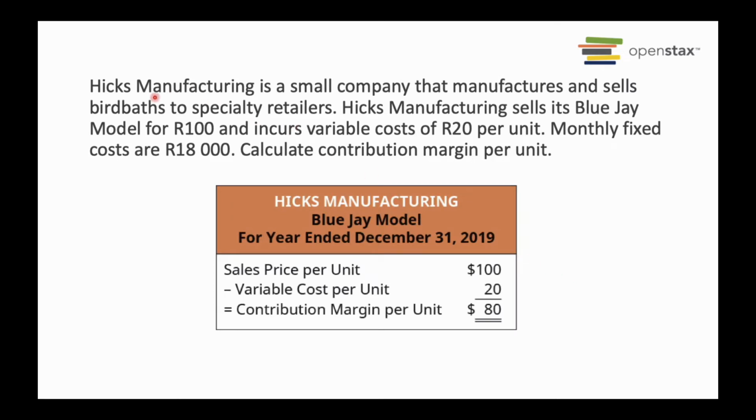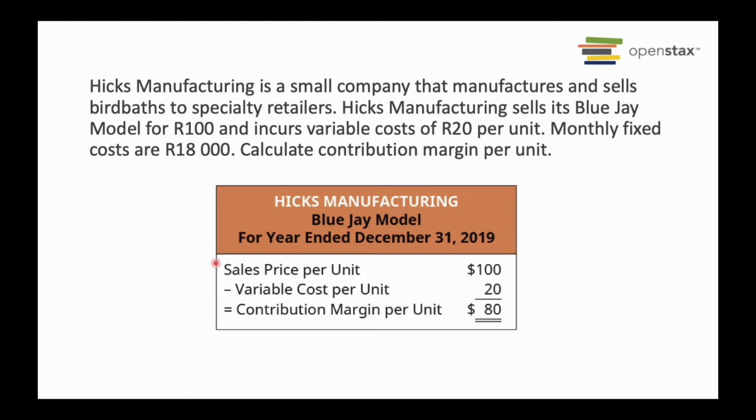Let us consider an example. Hicks Manufacturing is a small company that manufactures and sells bird baths to specialty retailers. Hicks Manufacturing sells its Blue Jay model for 100 Rand each and incurs variable costs of 20 Rand per unit. Monthly fixed costs are 18,000 Rand. Calculate contribution margin per unit.